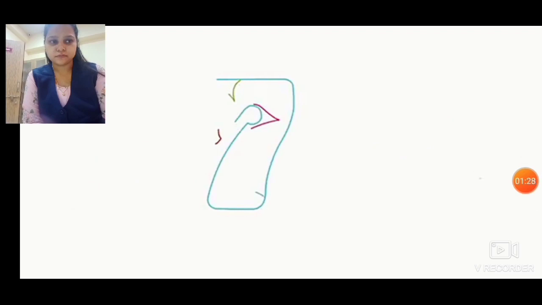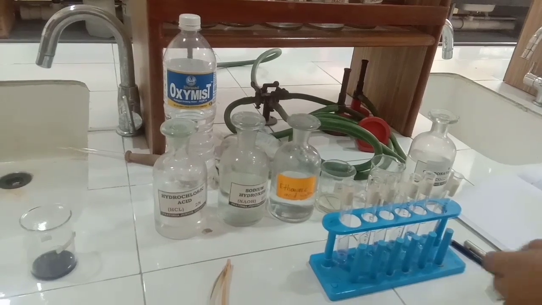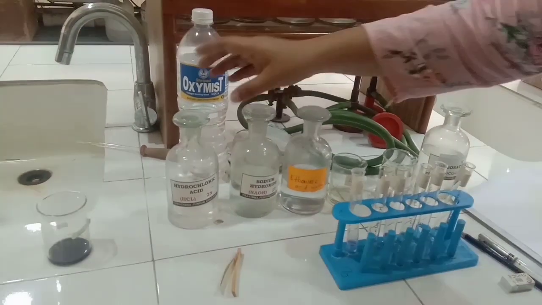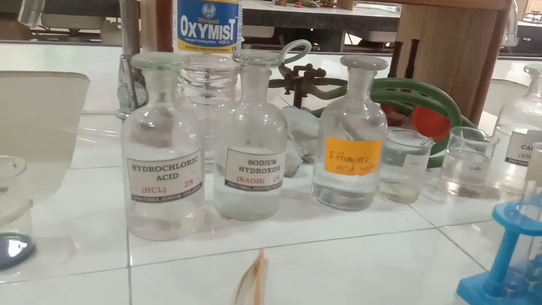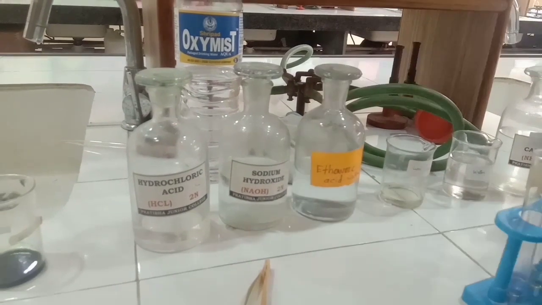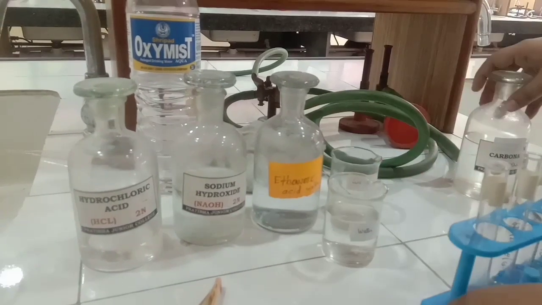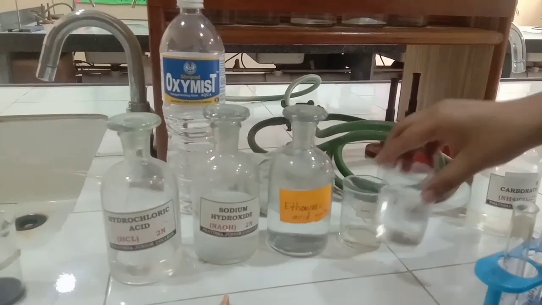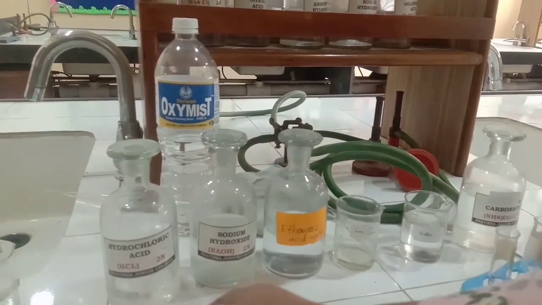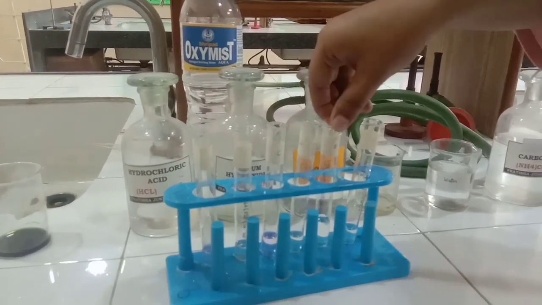Now let us go to the experiment part and do it by ourselves. Here, dear students, now we are going to perform this experiment. As it was said, all the chemicals that we need are hydrochloric acid, sodium hydroxide, NaOH, then we've got ethanoic acid, we have some lime juice, water, and sodium carbonate. These are all the elements we need. We have taken them into test tubes named A, B, C, D, E and F.